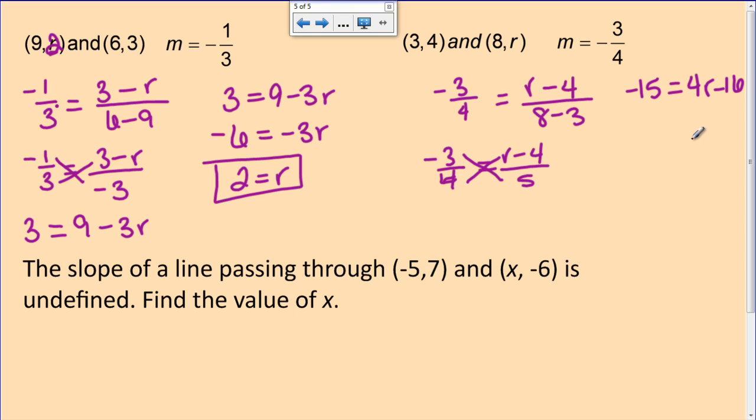So I'm going to solve this for r. I'm going to add 16 to both sides, which gives me a 1 equals 4r. And when I divide both sides by 4, I get 1 over 4 equals r. So in this case, r equals 1/4. If you went ahead and divided it and you got 0.25, it's the same thing. Both of these answers are correct, but either way, this r is 1/4. It's the only way to make this slope work out.